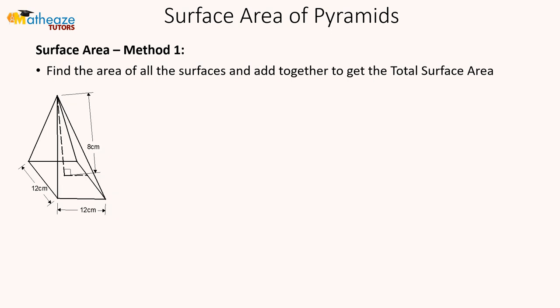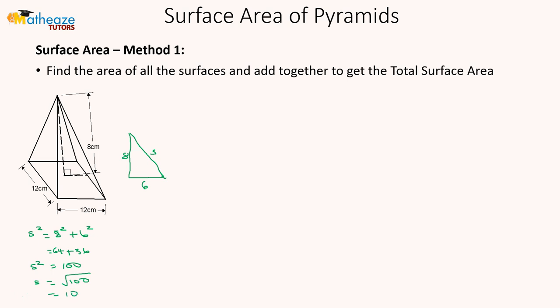Okay, so now we have another pyramid here. Let's find the slant height first. So we have a right triangle that looks like this. To get the slant height, we have 8 right here, we have 6 right here, and we need to find, let's call this S. So S squared is equal to 8 squared plus 6 squared, which is equal to 64 plus 36, which is 100. So S squared is 100. So S is the square root of 100, which is 10.